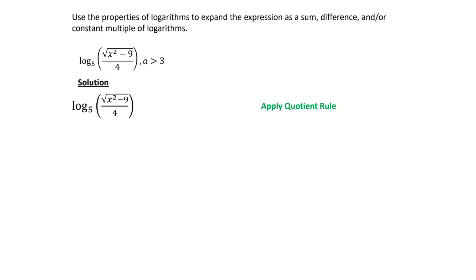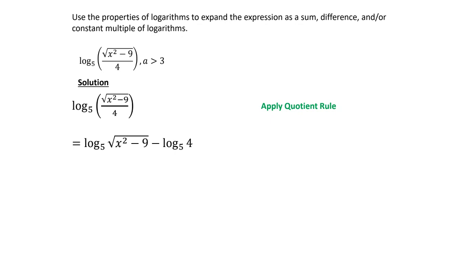All right, so let's look at this example. Use the properties of logarithms to expand the expression as a sum, difference, and/or constant multiples of logarithms. The only way we can do this expansion is if we have a common log, and that's what we have in this particular problem. We have a log of base 5. The first thing we see inside this log is a division going on. We have the square root of x squared minus 9 being divided by 4. So what we can do is apply what's called our quotient rule. Our quotient rule says that when I have a log of the same base, I can expand it into a subtraction.